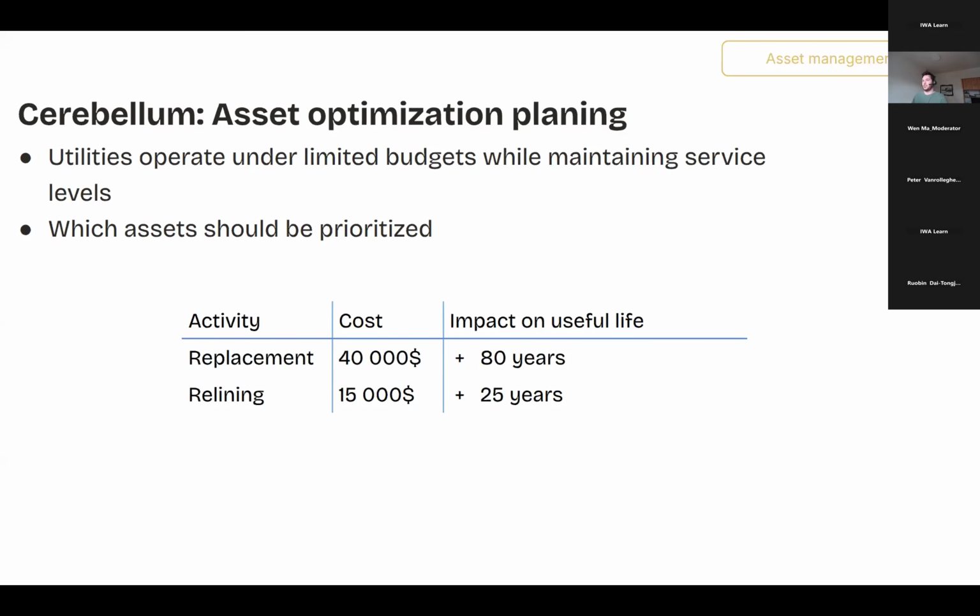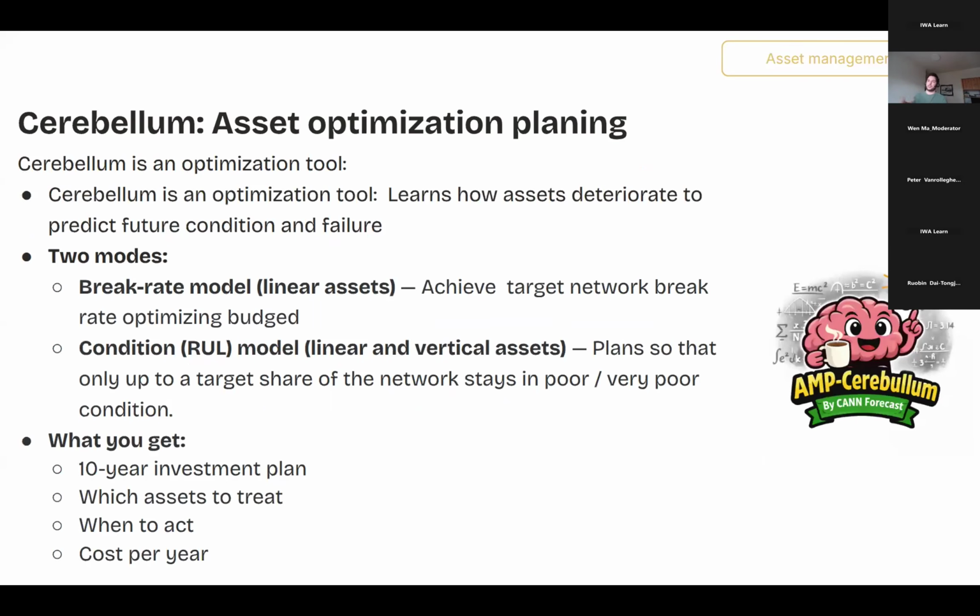So Cerebellum is an optimization tool. It learns how assets deteriorate, but not from books or what is expected, but from what we observe. We have these cohorts, and what I want to do is predict future condition and failure. And from that brain, we do that optimization. Right now, we do it mainly for drinking water. And then you get, okay, this is your 10-year investment plan: which asset you need to treat, when to act, and the cost per year. As your hypotheses change, you rerun it. It's a basic optimization problem.